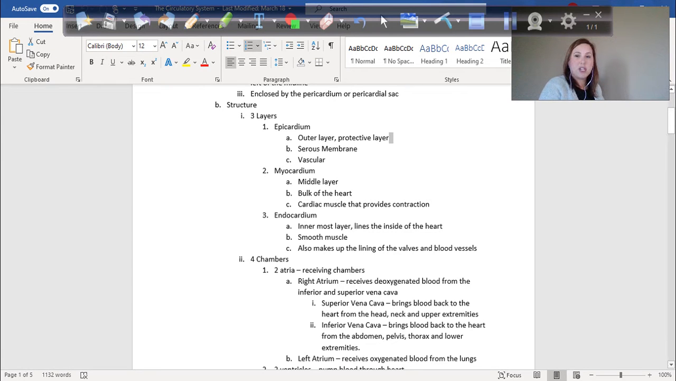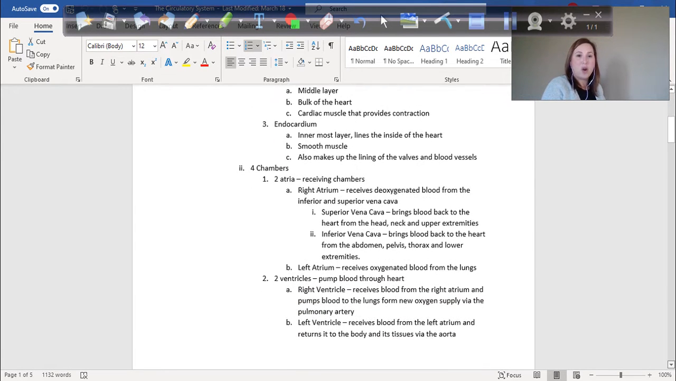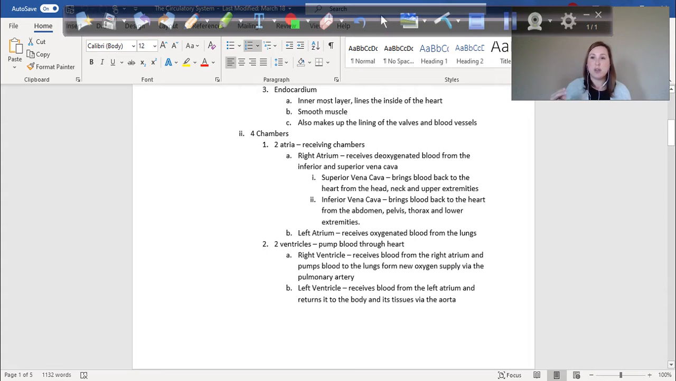So let's talk about the chambers of the heart. There are 4. You have 2 top chambers and 2 bottom chambers. The 2 top chambers are called the atria, which is plural for atrium. You have one on the right, one on the left. What's important about the atria is that they're the receiving chambers: the right atrium and the left atrium.